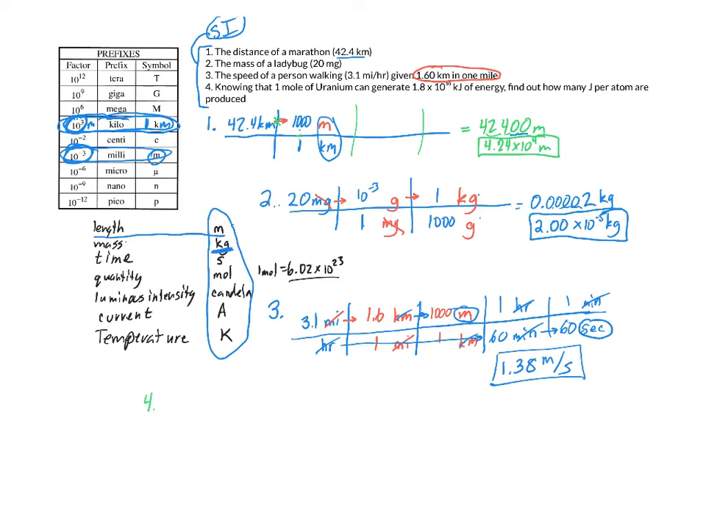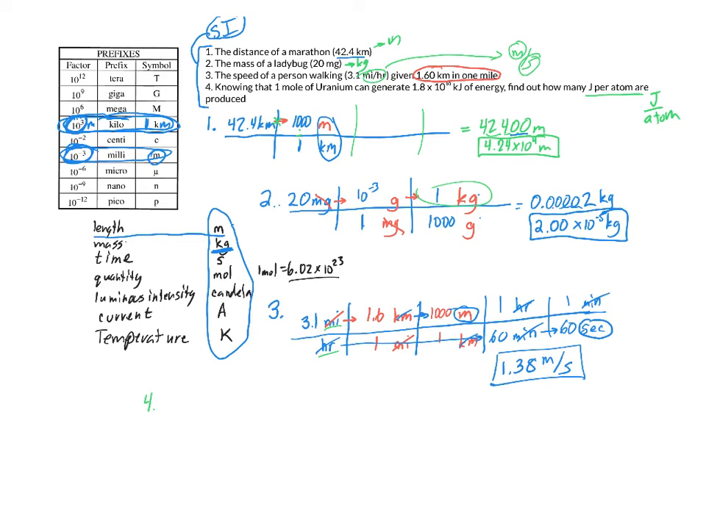The reason being is that in the other ones it was clear. The first one I wanted to turn into meters, so I wanted to have the meters on the top. The second one I wanted to turn into kilograms, so I had the kilograms on the top. The next one I had a speed, and I wanted to turn the speed into SI, and so the speed was meters per second. So I knew I wanted the distance on the top and the time on the bottom, so I put the distance, miles, on the top and hours on the bottom. This one's a little bit harder, but this one the question says how many joules per atom.